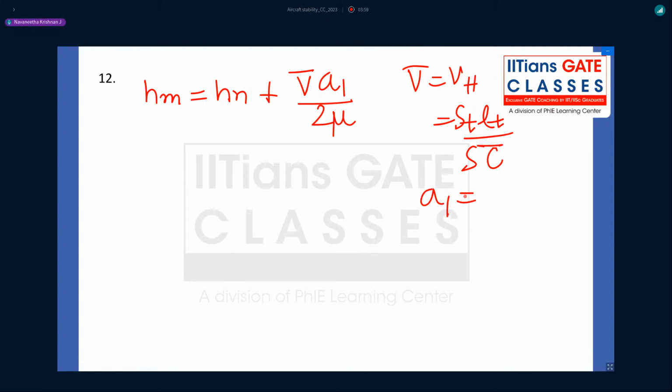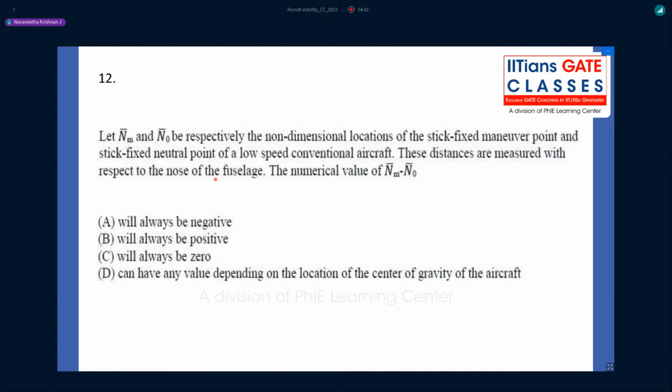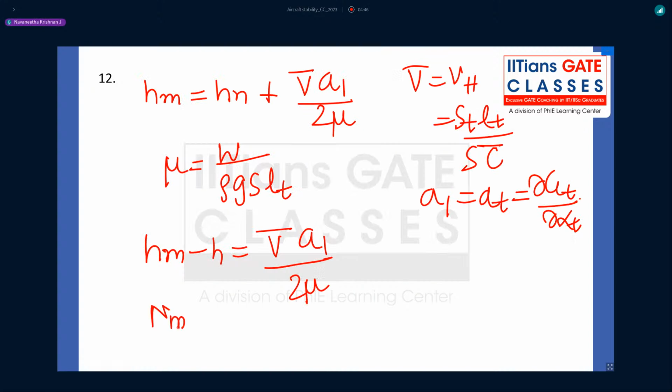Where a1 is the tail lift curve slope, a_t, ∂CLt/∂αt. Mu is nothing but the aircraft relative density, given by W by rho g S lt. So if I substitute in this, hm minus hn is equal to V bar a1 by 2 mu. Here, for our condition, they have given hm as Nm bar, the non-dimensional location, and the neutral point location as Nn bar. That is equal to V bar a1 by 2 mu.